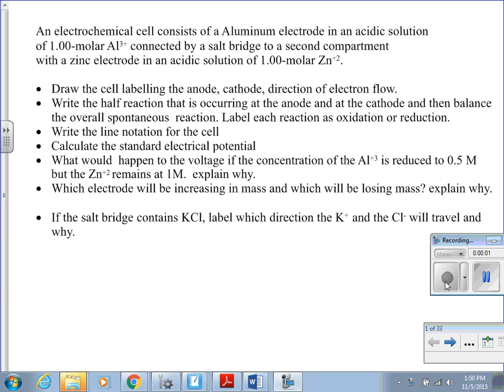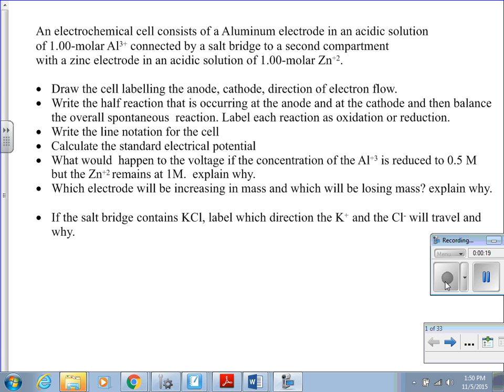I'm going to show you how to determine several things about an electrochemical cell, or in other words, a battery. So batteries are spontaneous redox reactions, and we can calculate the voltage given a standard reduction potential sheet.